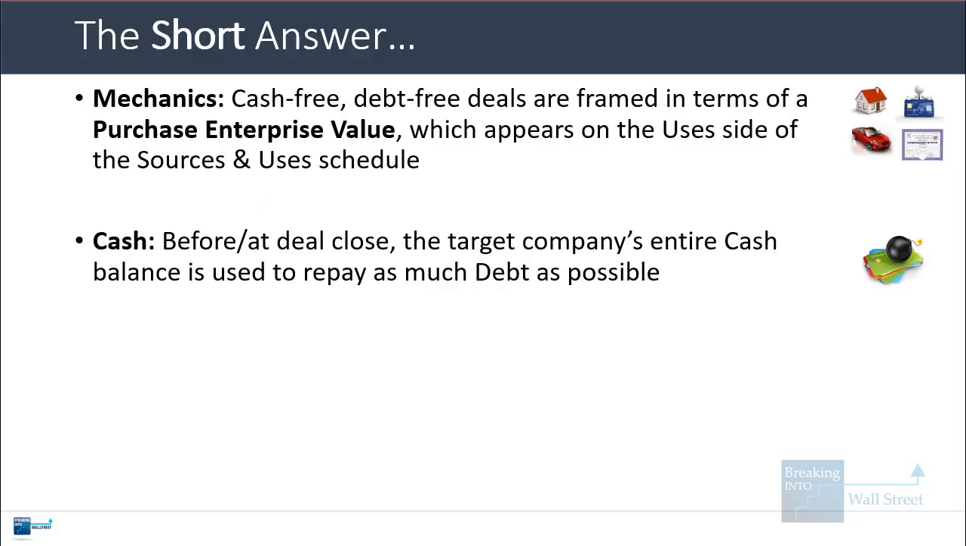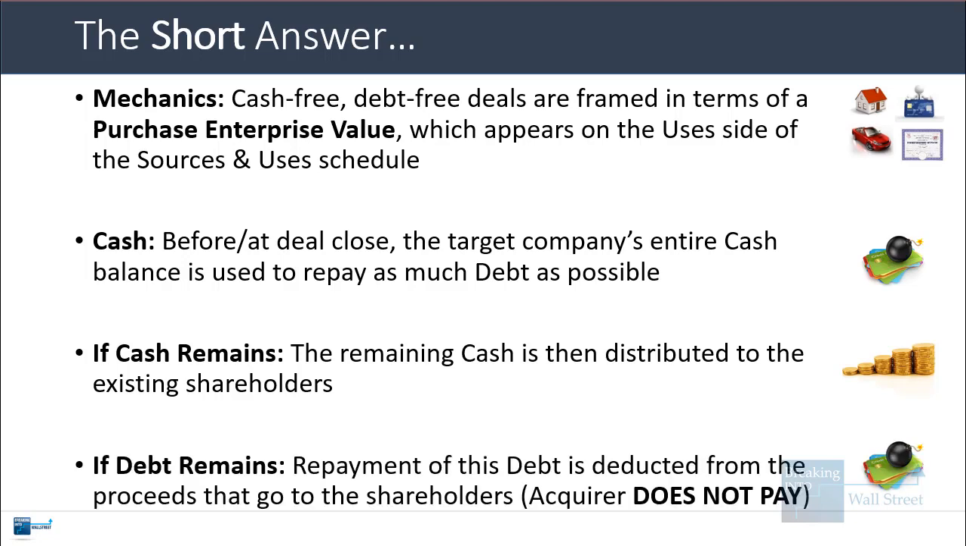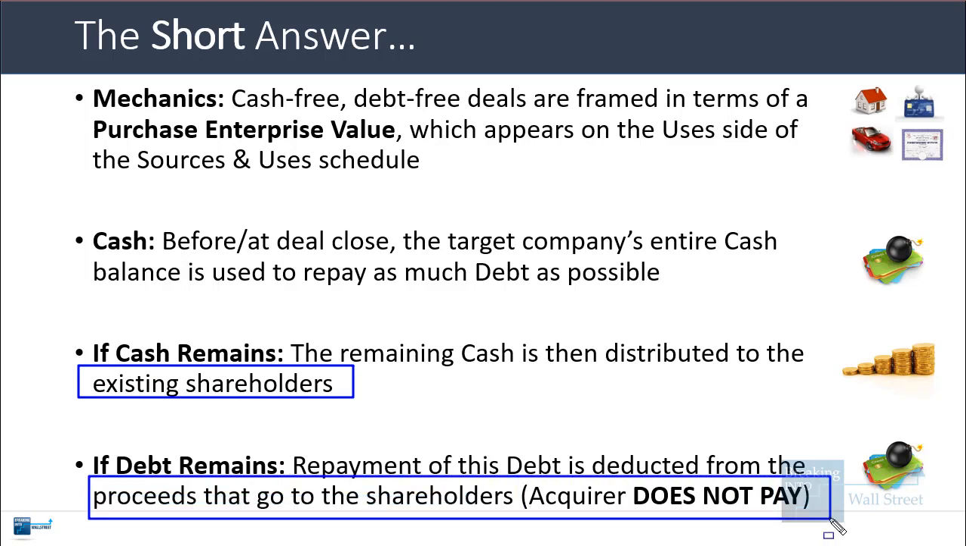With the cash, right around the time of the deal close, the target company's entire cash balance is used to repay as much debt as possible. If there is some cash left over after that, in other words, if the target's cash exceeds its debt, the remaining cash is then distributed to the existing shareholders in the company. If there is debt remaining after that, then the repayment of this debt is deducted from the proceeds that go to the shareholders. So if cash exceeds debt, the existing shareholders get some of that benefit. But then if debt exceeds cash, then the private equity firm or the other acquirer still pays the same amount. It's just that the proceeds to the shareholders are less because some of them have to be diverted into repaying this remaining debt.